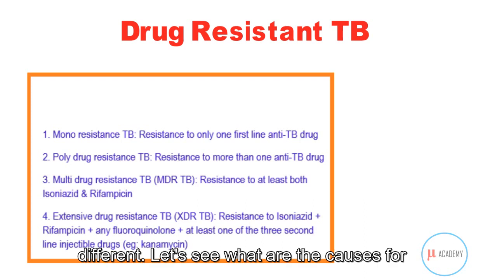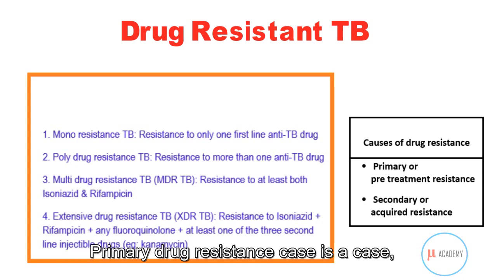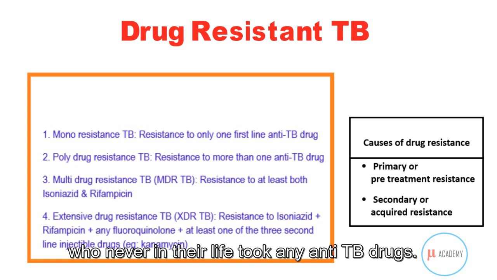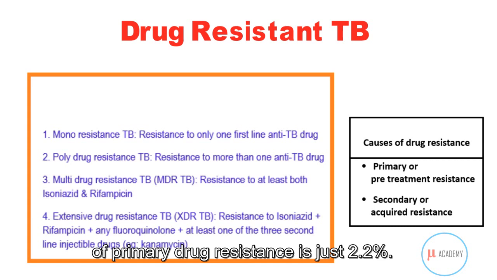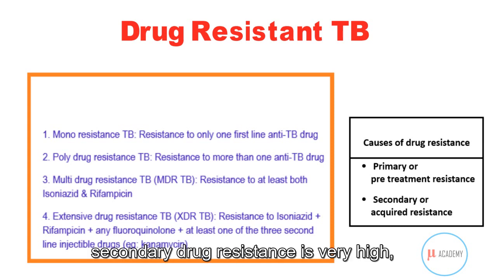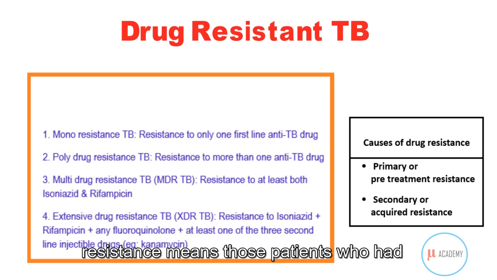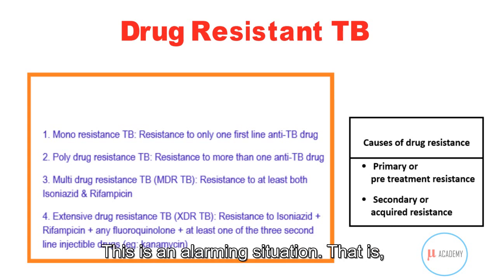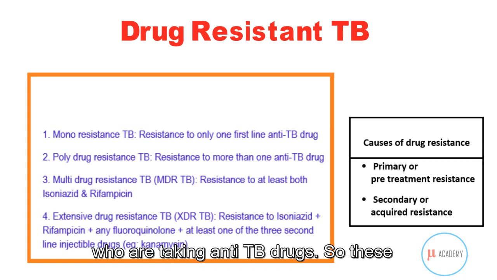Let's see what are the causes for drug resistant tuberculosis. Drug resistance can be primary or secondary. Primary drug resistance case is a case who never in their life took any anti-TB drugs. Right now in India, the prevalence of primary drug resistance is just 2.2%, but the prevalence of secondary drug resistance is very high, that is 15%. So secondary drug resistance means those patients who had previously taken anti-TB drugs. So this is an alarming situation, that is increasing resistance in those patients who are taking anti-TB drugs.